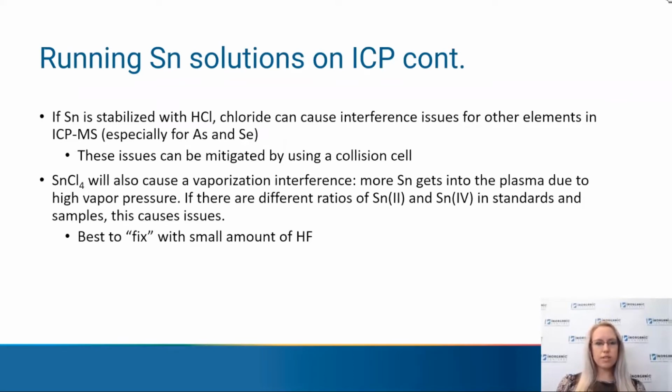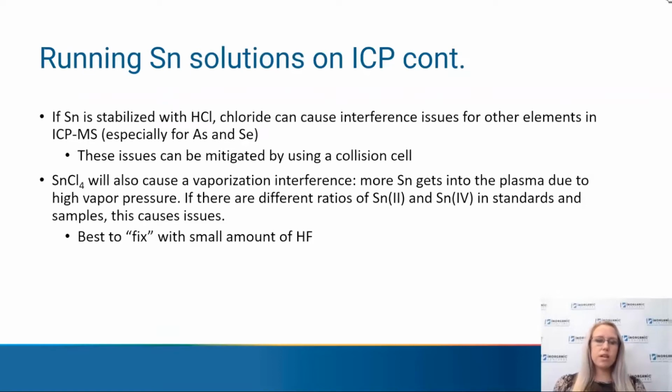Another issue is that tin or stannic chloride can cause a vaporization interference. So you're going to have higher vapor pressure, which causes higher transport efficiency to the plasma, and you're going to get higher results than expected for tin.